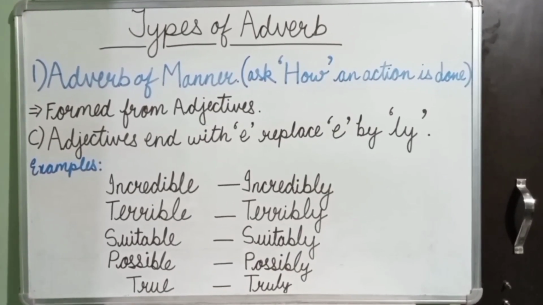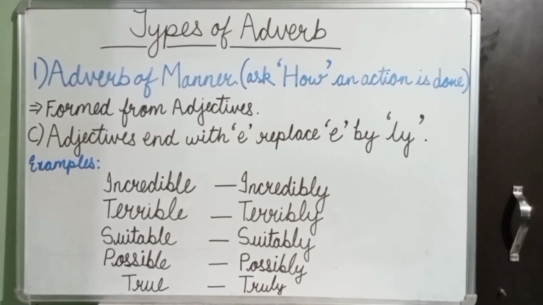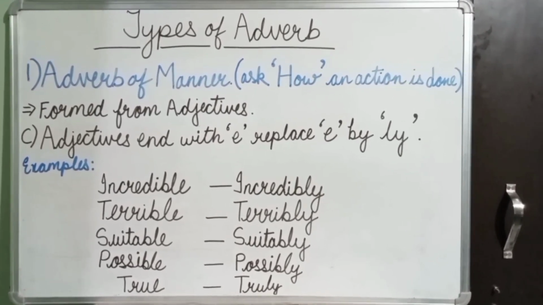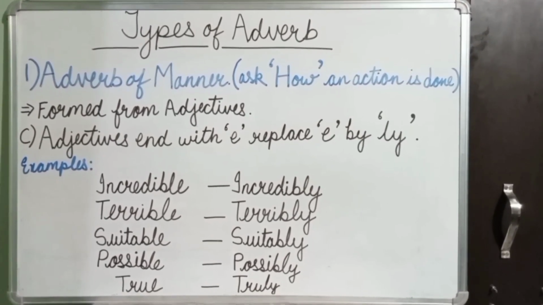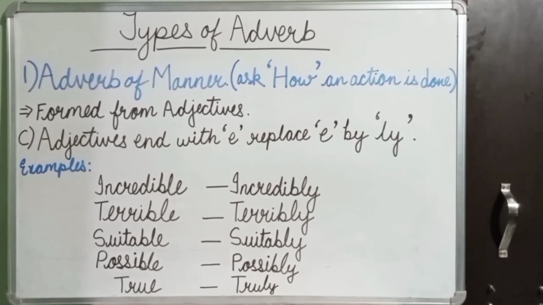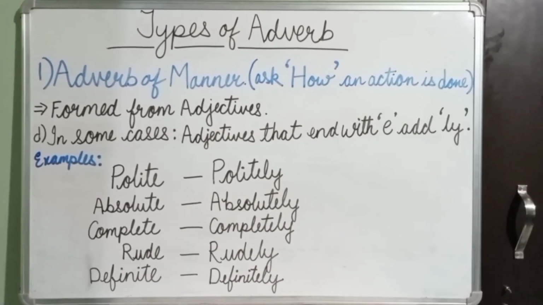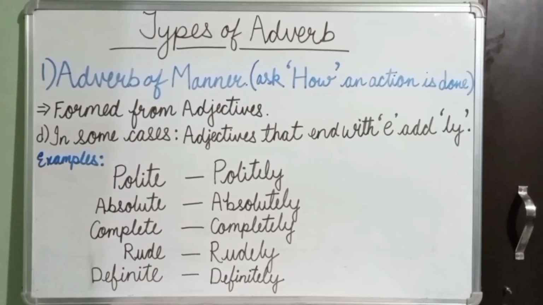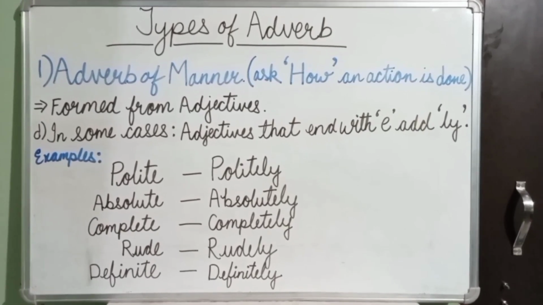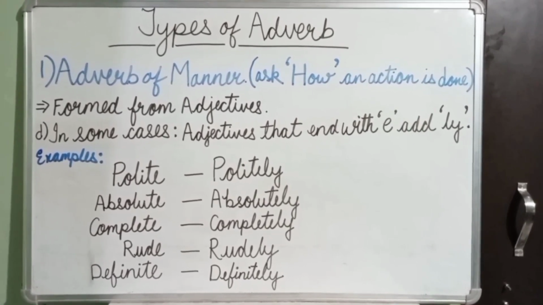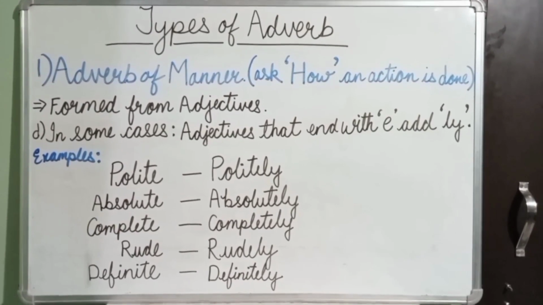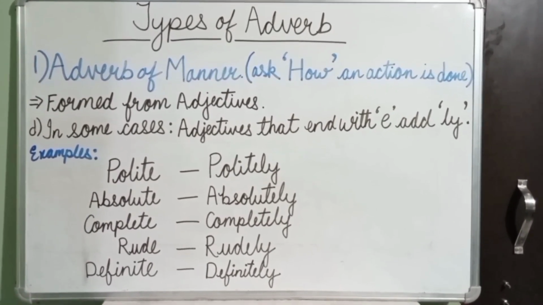For adjectives that end with e, we have to replace e by ly. For example, incredible becomes incredibly, terrible becomes terribly, suitable becomes suitably, possible becomes possibly, true becomes truly. In some cases where adjectives end with e, we simply have to add ly at the end without any replacement. For example, polite becomes politely, absolute becomes absolutely, complete becomes completely, rude becomes rudely, definite becomes definitely.